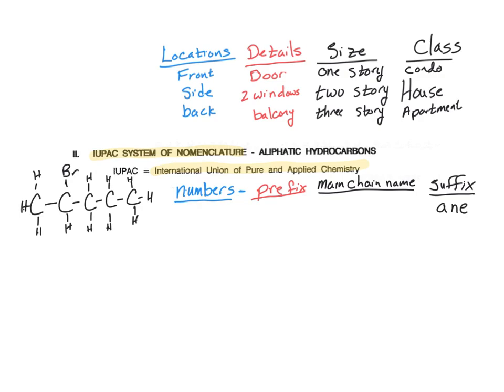Next, we would look for the longest connected carbon chain. In this case, we have 1, 2, 3, 4, 5 carbons, and that makes it pentane. So we get the main chain name as pent, and we add that onto the suffix ane. Next, you can notice that we have this Br attached to the main chain, and so we're going to put in the prefix bromo, and in front of that we're going to list where it is located, and that is on carbon number 2. So the whole name will become 2-bromopentane. In a moment, I'll tell you where we get all of those parts.